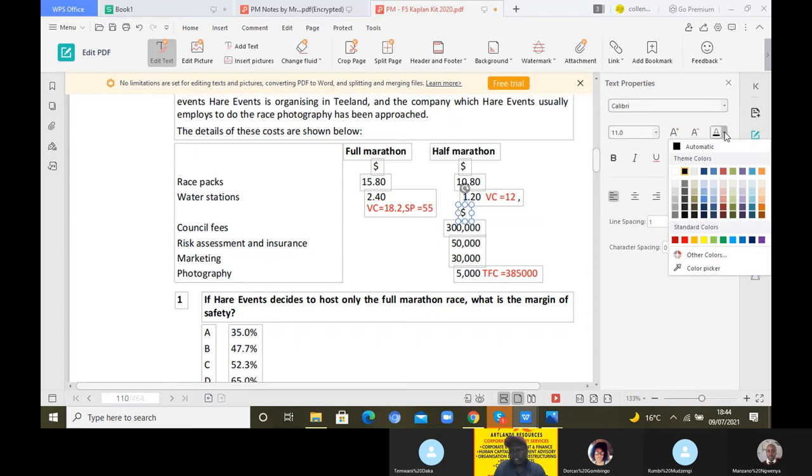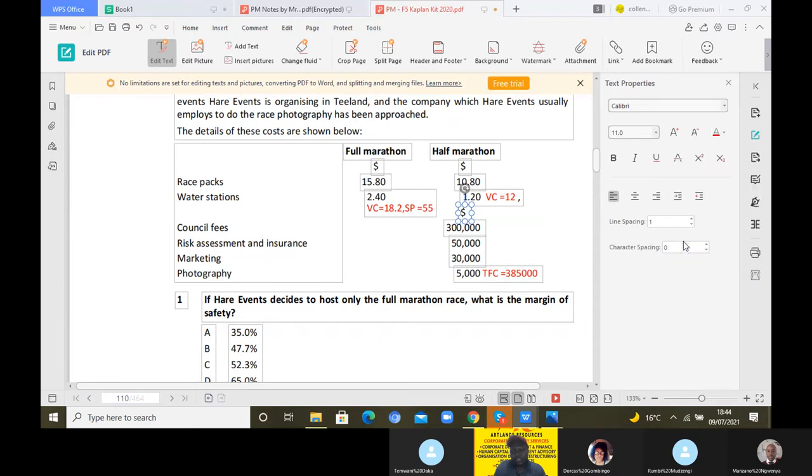On half marathon, the selling price is 30. I'm just bringing the figures closer so that you can see them. SP is 30 on half marathon. So you now have SP on half marathon and SP on full marathon. So we now have everything.